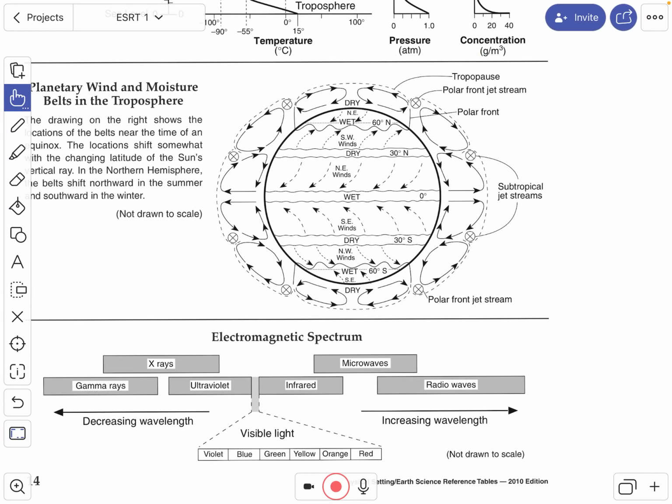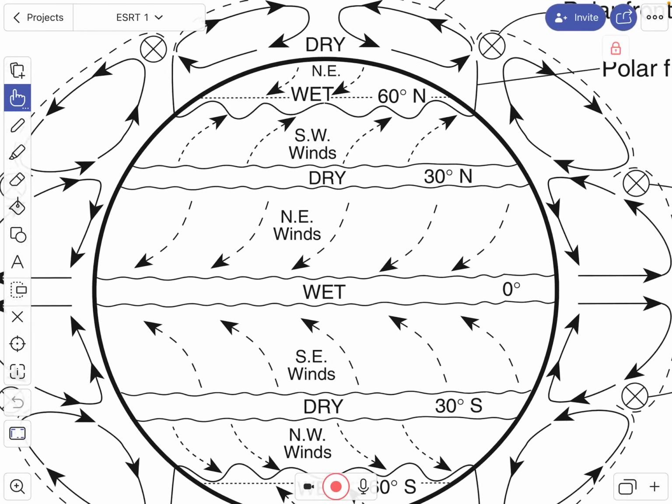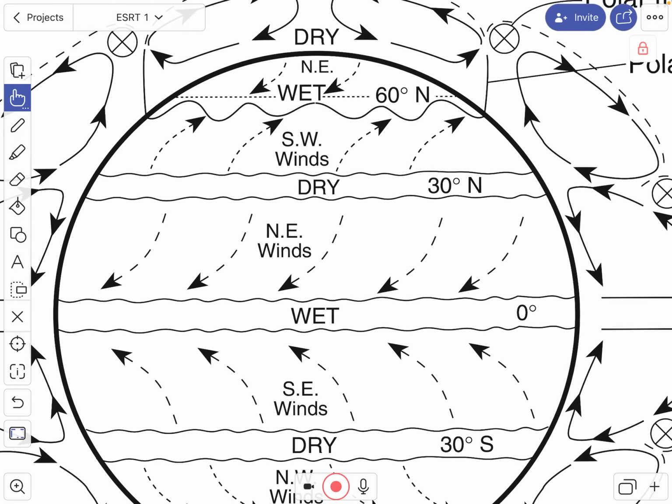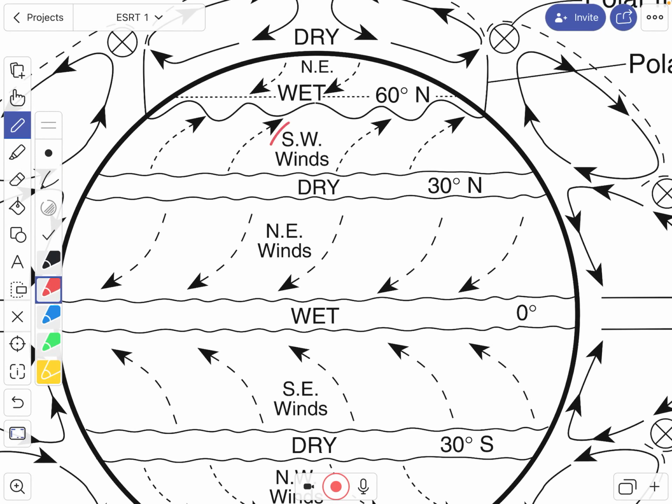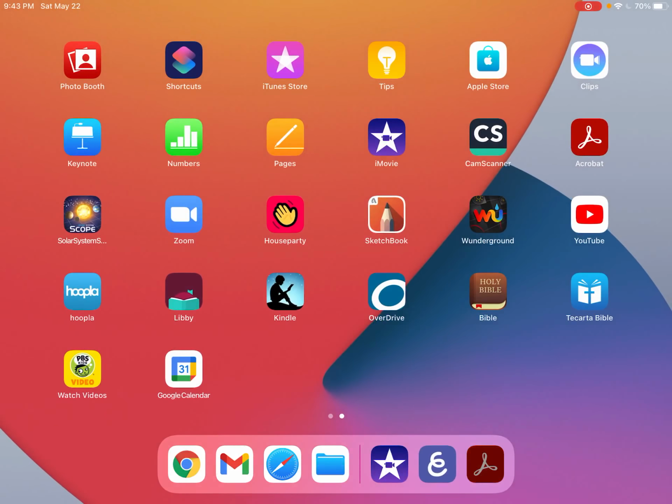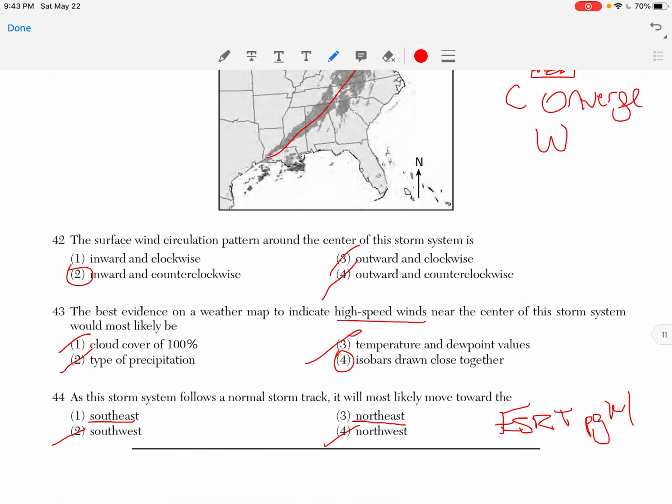And so we're going to zoom in on the United States. And remember, the United States is located between 30 degrees north and 60 degrees north. And so we're in this little belt called the southwest winds, which means the winds come from the southwest and blow this direction, as you can see by the arrow, towards the northeast. And so we would expect the storms to move across the country and mostly move towards the northeast. And so the answer to this question is number 3.